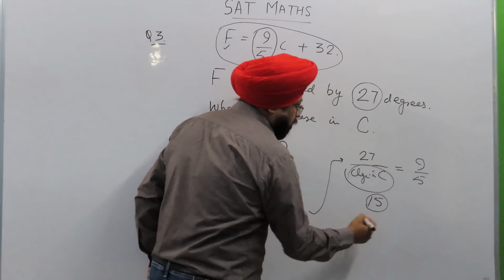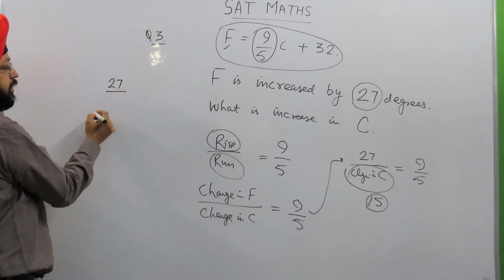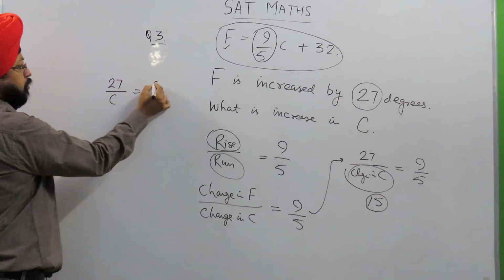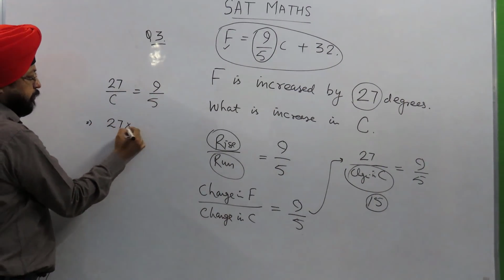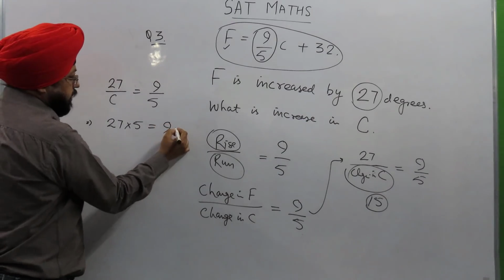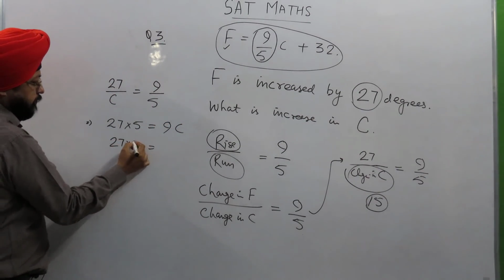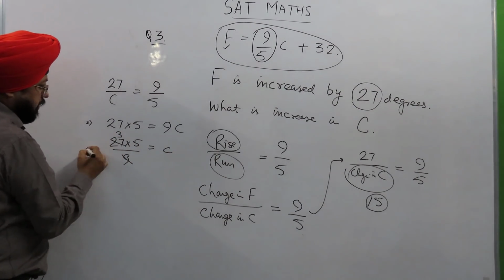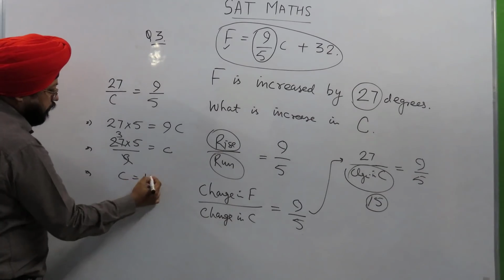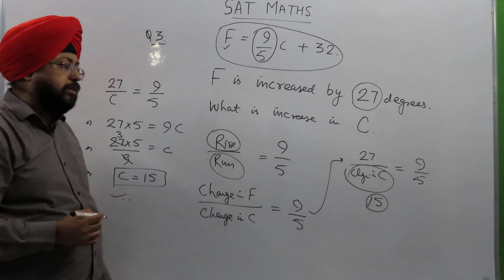Or you can simply solve it also. How? 27 over x, let us take the change in C as c only, equals 9 over 5. It means 27 times 5 equals 9 times c. So I will take 9 to this side: 27 times 5 over 9 is c. 9 threes are 27. It means c is equal to 15. So the change in C is 15. See how simple it is.